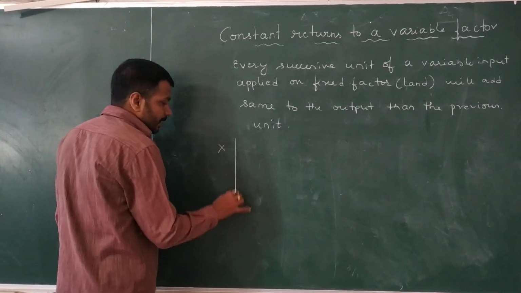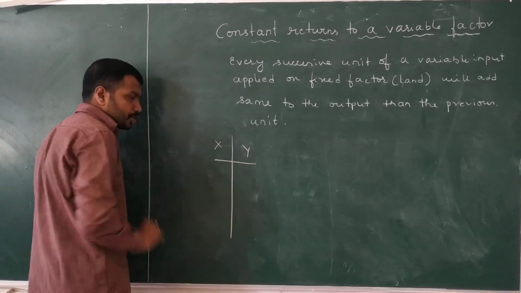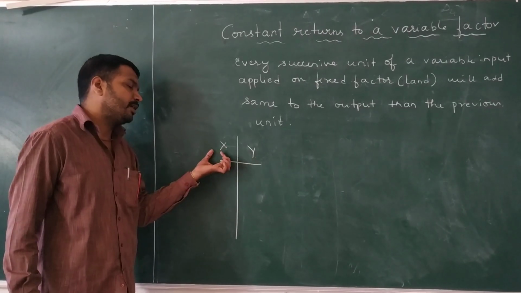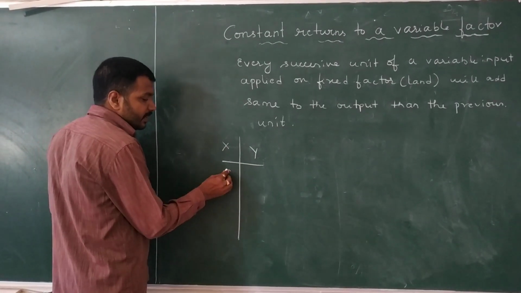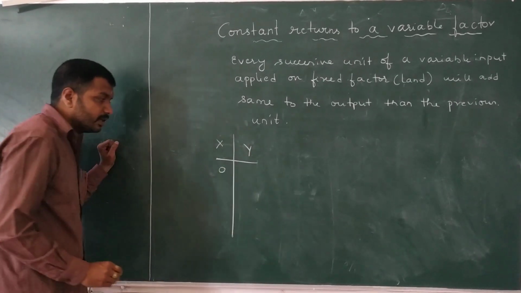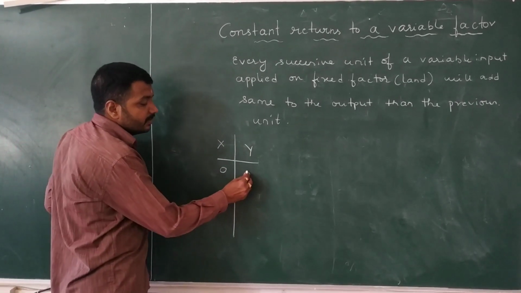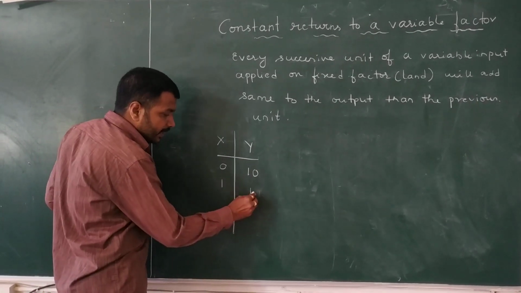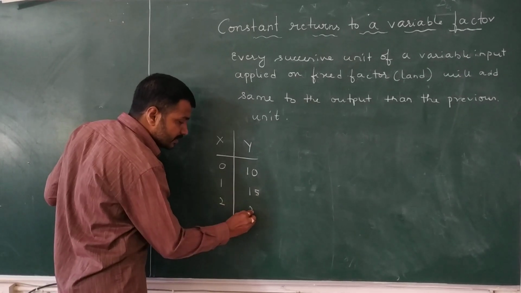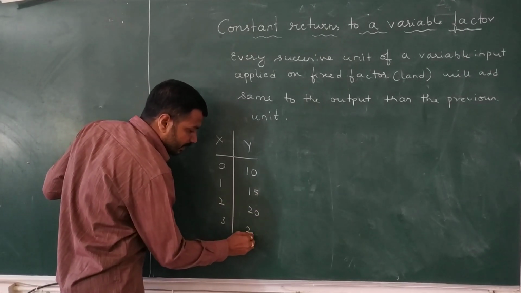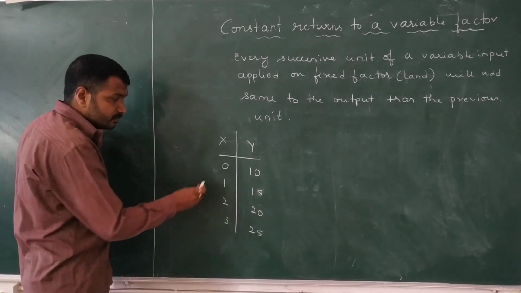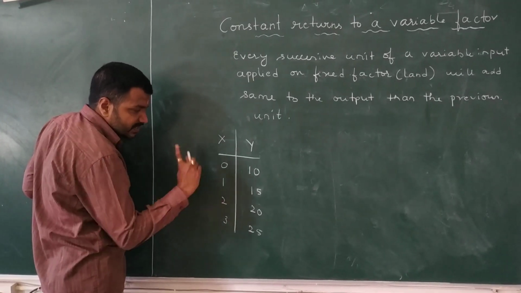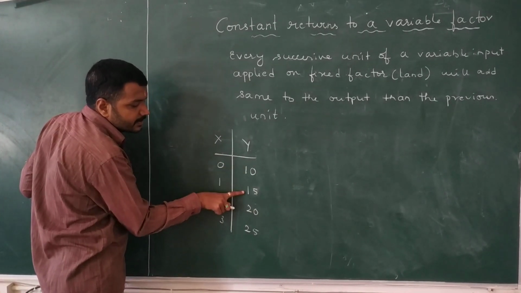So let us consider a production function wherein we will be having input and output. We establish a relationship between output and input. Let us consider that when the 0th unit of input is applied, the resulting output, let us assume it as 10 units. When the first unit is applied, then it will be 15, second 20, third 25. Now you can observe when input is applied in varied proportion on a fixed factor, how output is responding here.